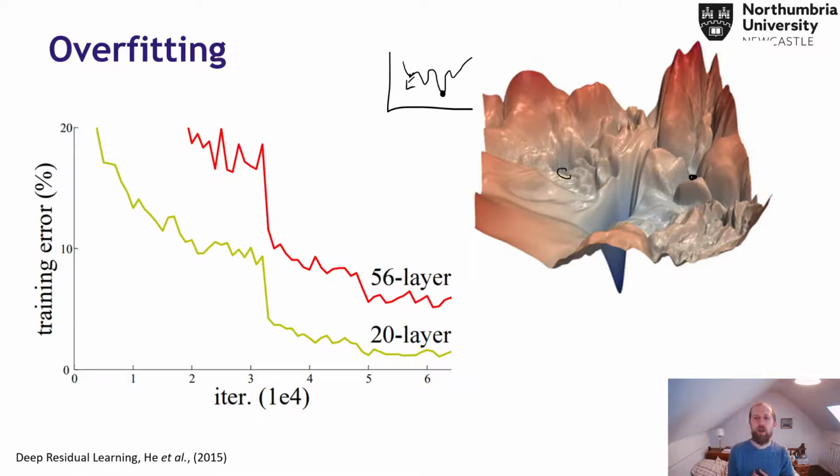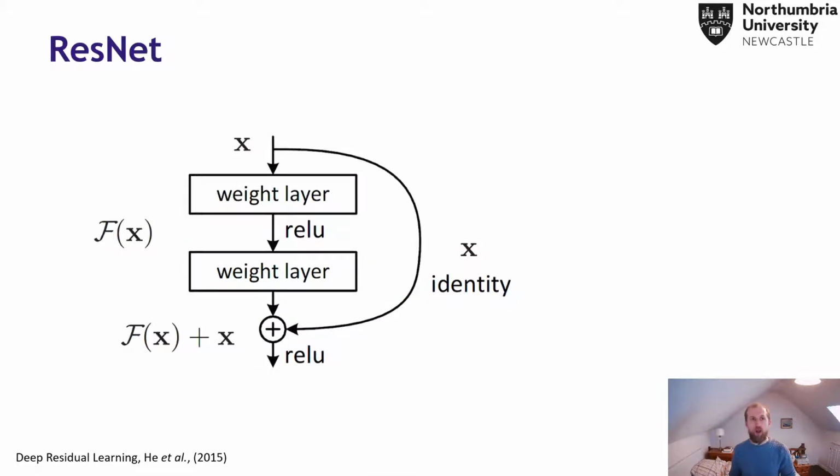And sometimes these are actually multi-dimensional wormholes as well, which is really difficult to get your head around, so don't worry too much about that, but hopefully you can see that it's difficult to find a path to get all the way down to this local minima. But this was solved by ResNet.